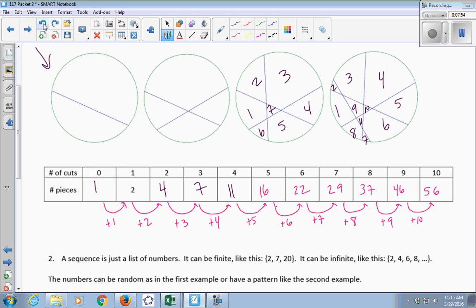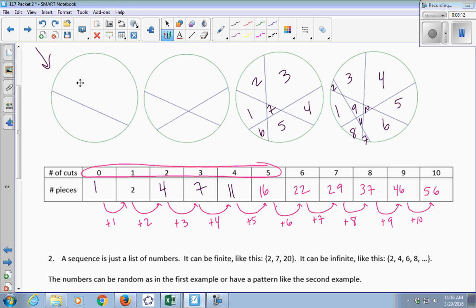Let's check it with a big one. Like, let's see if we can get the 16. Add up all these numbers. 0 plus 1 plus 2, that's 3. Plus 3 is 6. Plus 4 is 10. Plus 5 is 15. Plus 1 more is 16. So that's another way to get all the numbers.